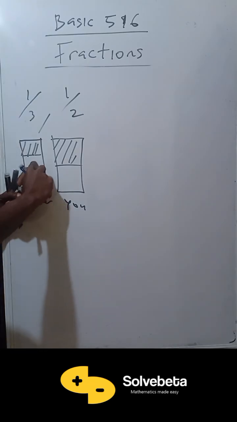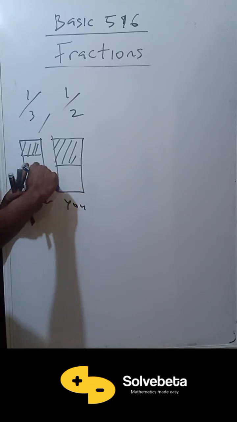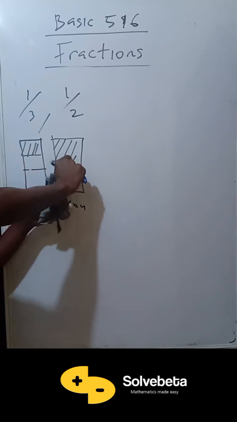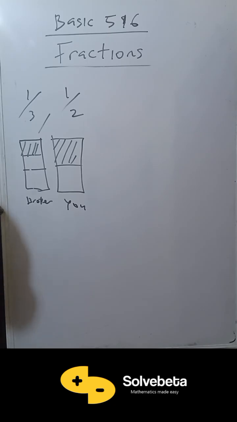So there are still remaining 2 parts. But there's remaining 1 part of the one he gave you, while there's remaining 2 parts of the one he gave your brother. So the one he gave you is bigger than the one he gave your brother. You can visualize it that way.